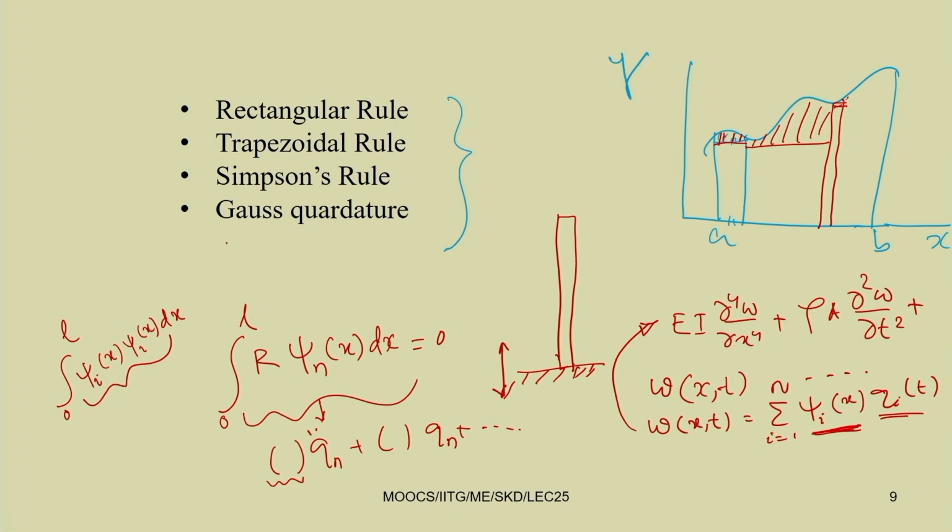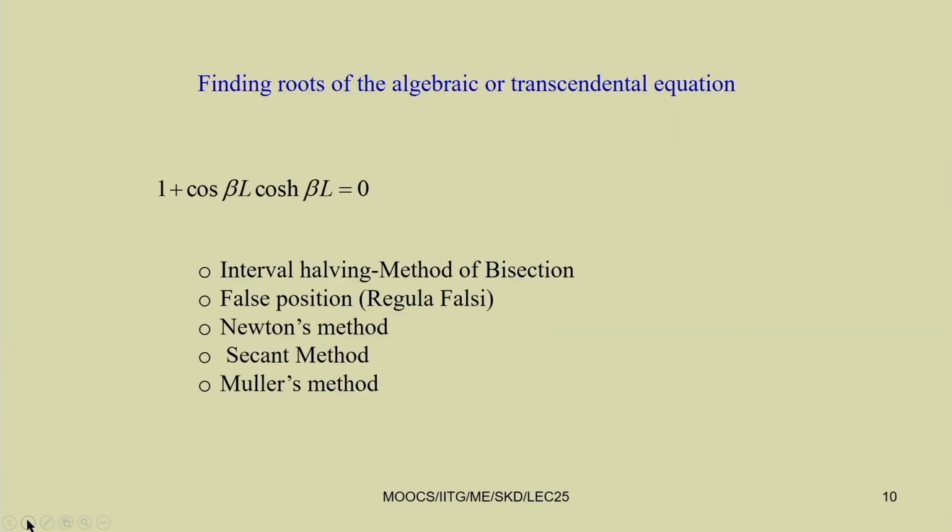Sometimes you may use the Gauss quadrature method to find this integration. For example, the 12 point Gauss quadrature, generally known as QG12, you may use to find this integration. Depending on the complexity of your equations, you may have to take more points and you can find this integration accurately. Continuing with the same example.